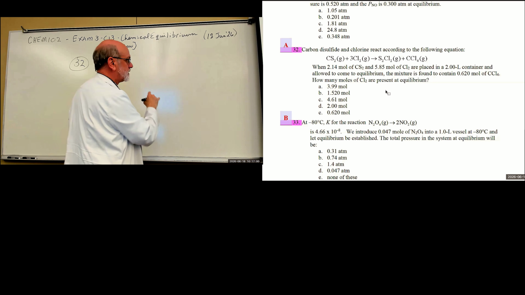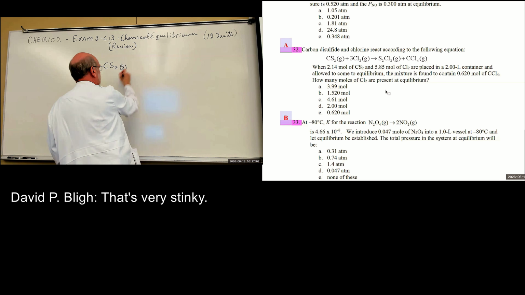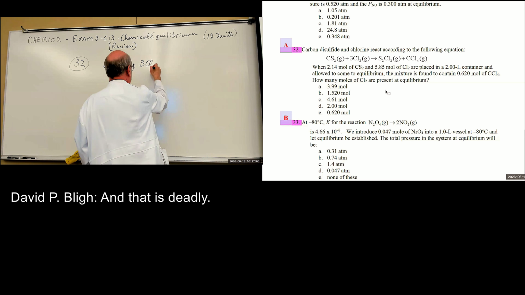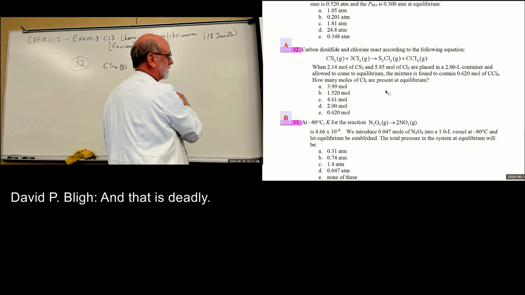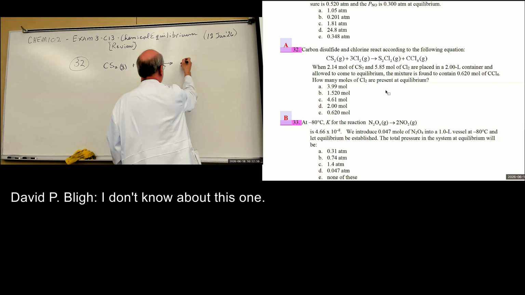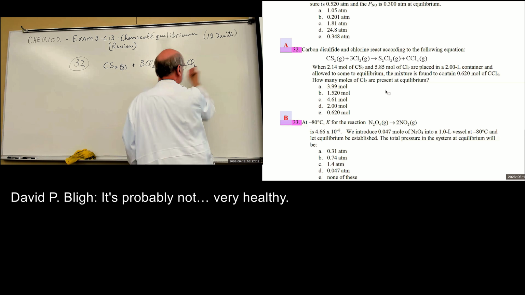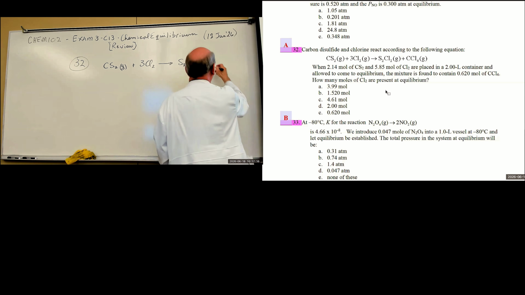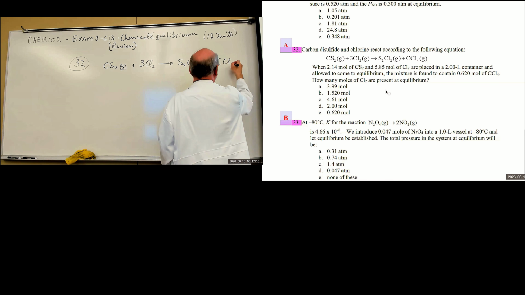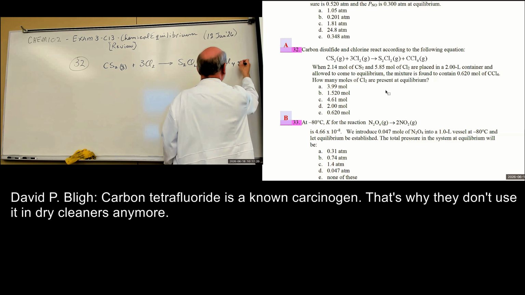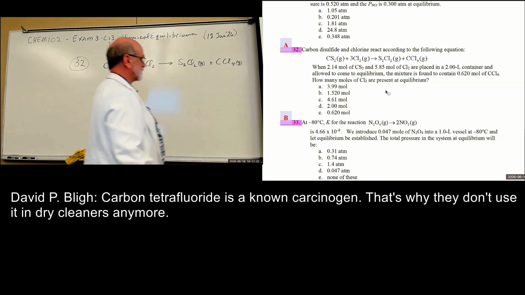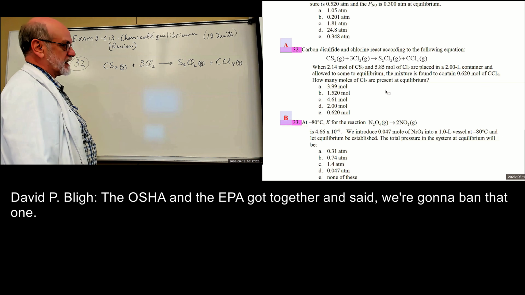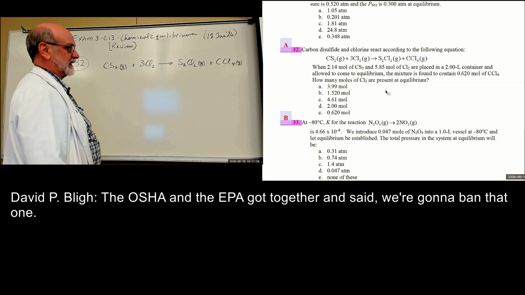CS2, carbon disulfide. And that's very stinky. And that is deadly. I don't know about this one. It's probably not very healthy. Carbon tetrachloride is a known carcinogen. That's why they don't use it in dry cleaners anymore. The EPA got together and said, we're going to ban that one.